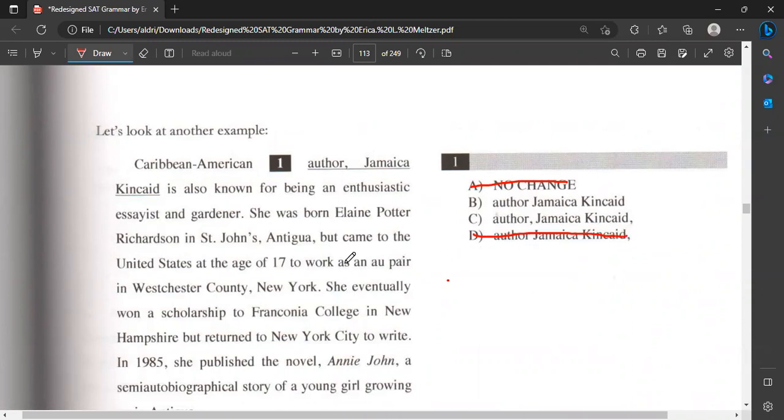Yes, sir. Now we need to know, is the name Jamaica? Do you guys think the name of the author is essential or not? Sir, the name is essential, actually. Yes, it is essential. So since we all agree that it's essential, then we can remove this. So our answer is actually B. You see, it can be as easy as that.